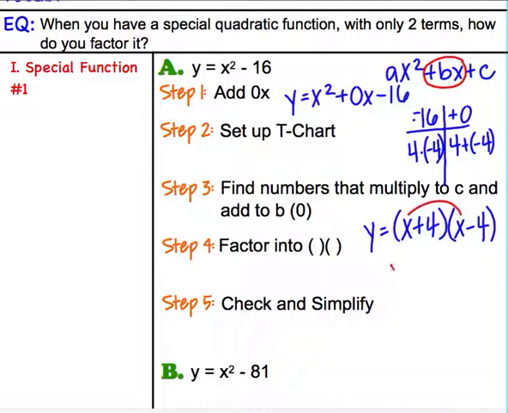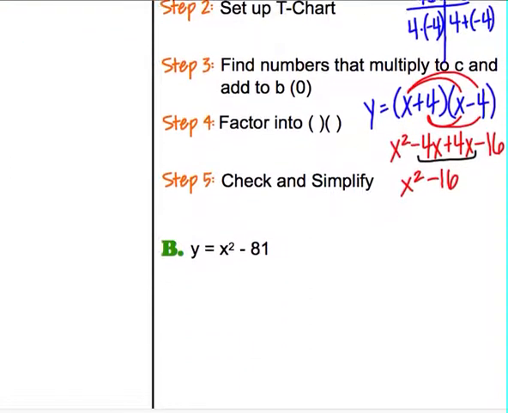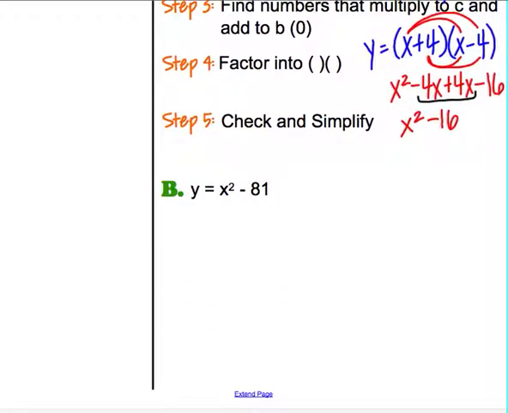So x times x is x squared. X times negative 4 is minus 4x. 4 times x is plus 4x. And 4 times negative 4 is negative 16. When I simplify this, we end up with x squared minus 16, which does check with what we originally started with. So now I want you to go ahead and try this next problem, since you probably have gotten the hang of this, and then press play when you're done to check.